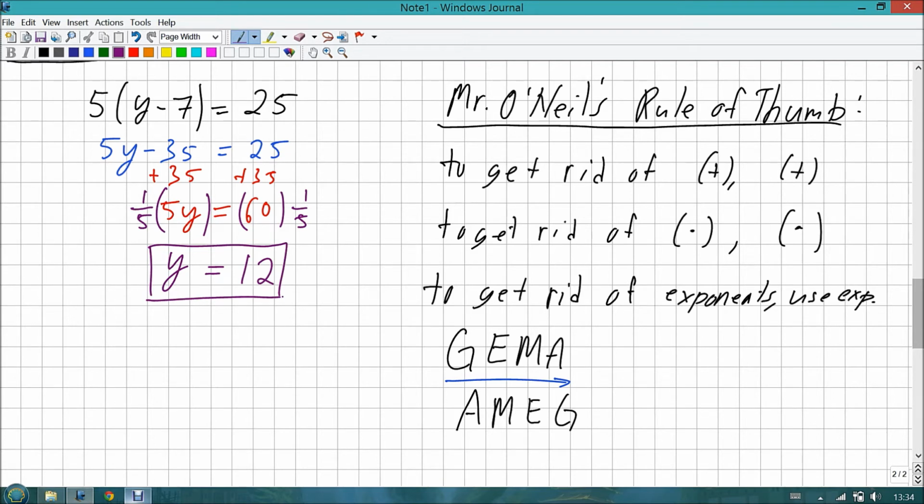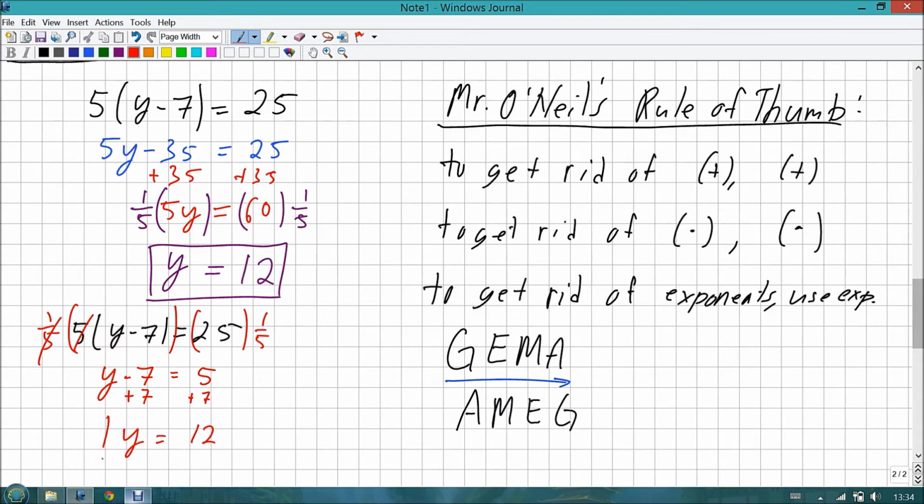Now, could we have done this a different method? Well, yeah, sure. If I saw 5 on the outside of y minus 7 is equal to 25, I could also start with getting rid of the multiplication and multiply both sides by 1/5. And when I do that, it cancels this exterior portion. I'm left with y minus 7 is equal to 25 divided by 5 is 5. And then I could add 7 to both sides and get y is equal to 12. Now, which one of these ways is the correct way of doing it?